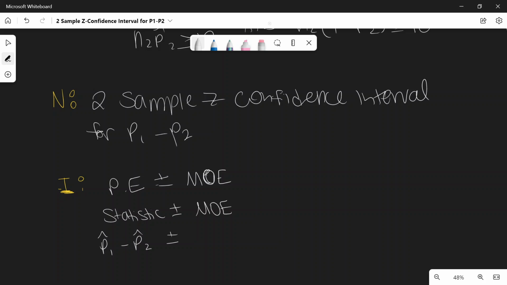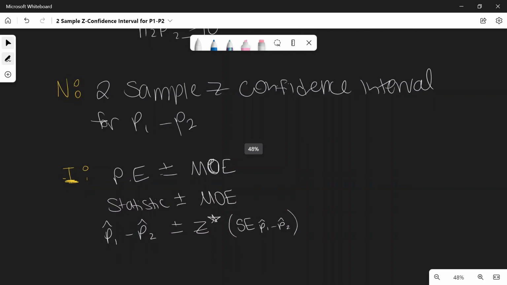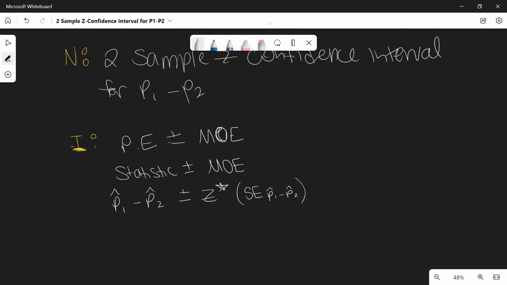So your margin of error is actually equal to Z star, we'll get to that in a second, times the standard error of P hat 1 minus P hat 2. Now, let me explain. So, Z star is also known as the critical value. It's just a value that you have to have. It's actually equal to inverse norm in the calculator. And it's 1 minus confidence level divided by 2. We'll get to that in a second. Plus or minus.